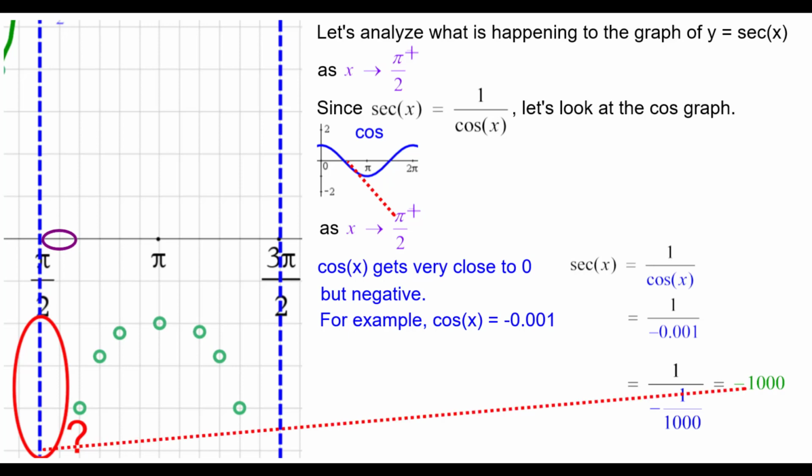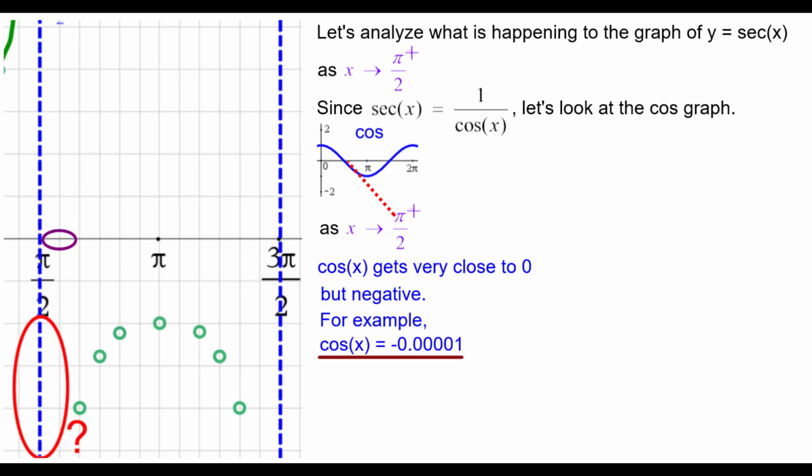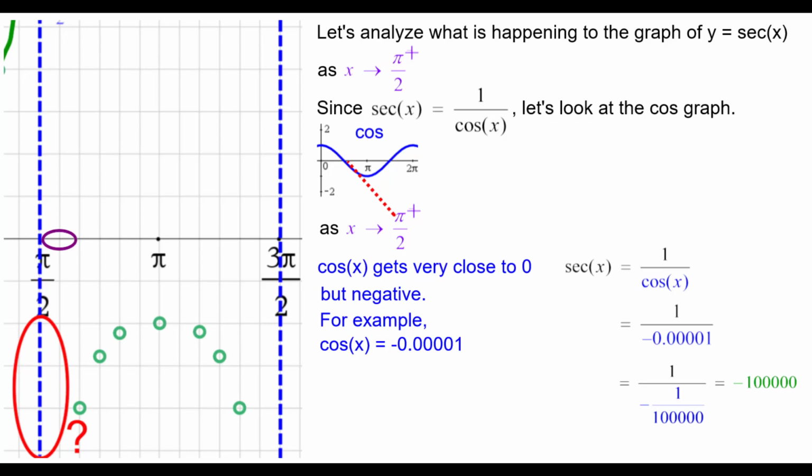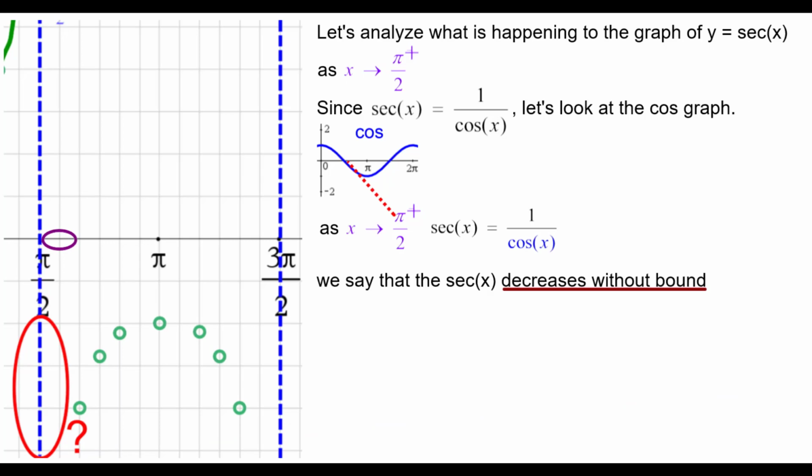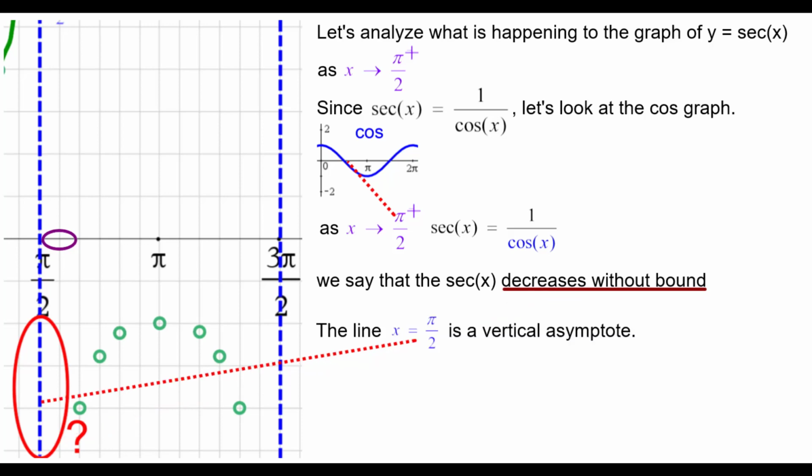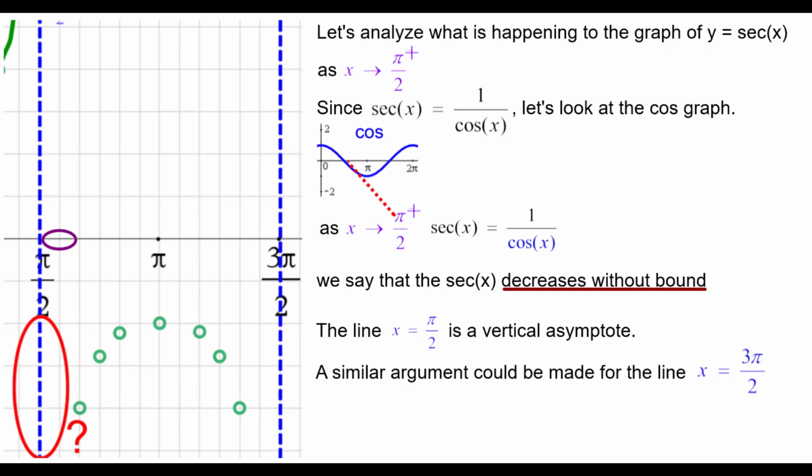Which is way down there. Another example, negative 100,000th. The reciprocal of that would be negative 100,000, which would be even further down as we get closer and closer to pi over 2 from the right-hand side. We say that the secant of x is decreasing without bound when this happens. And the line x equals pi over 2, again, is a boundary line called a vertical asymptote. A similar argument could be made for the line x equals 3 pi over 2 over on this side.